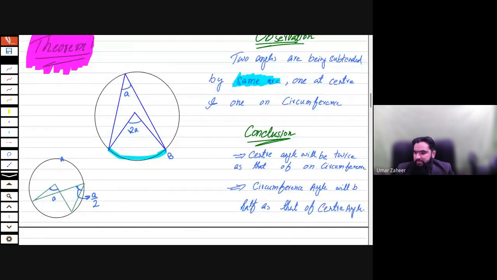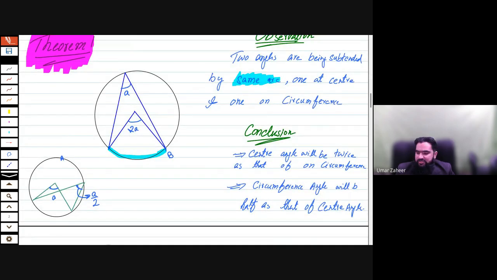Okay, this is the first theorem. In the very first theorem, we say that if you have two angles subtended from the same segment, one on the circumference and one at the center, the relation is that the circumference angle is half of the central angle. Or in other words, the central angle is twice the circumference angle. Okay, here we have to make the conclusion.